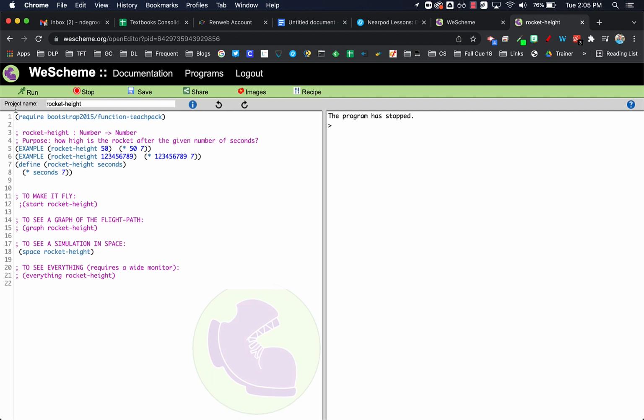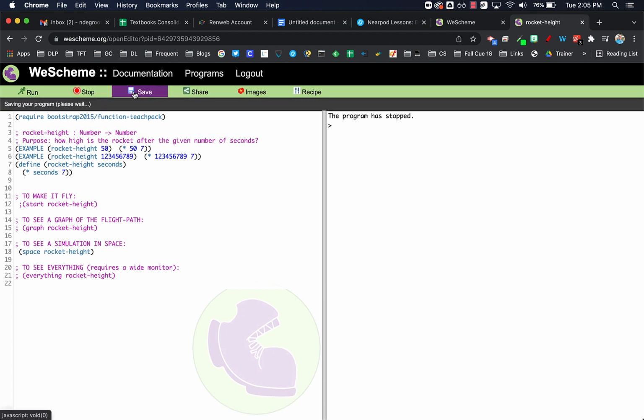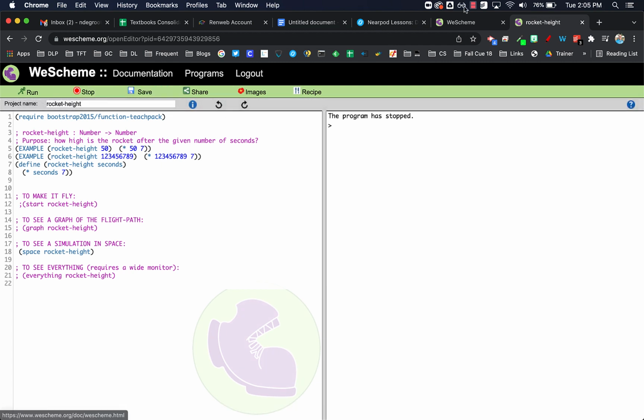But everyone must show me that their space rocket height is working with a short screencast. When you're finished with this, make sure you also press save so that it stays there for you.